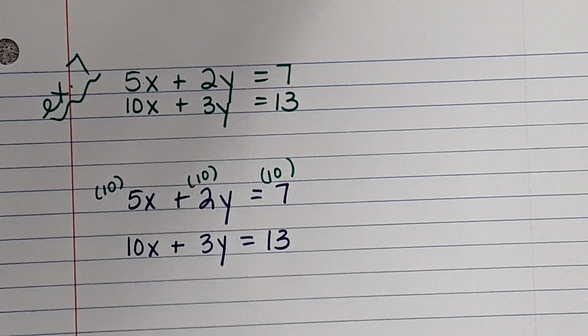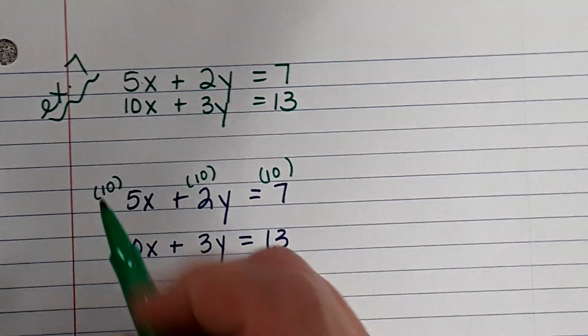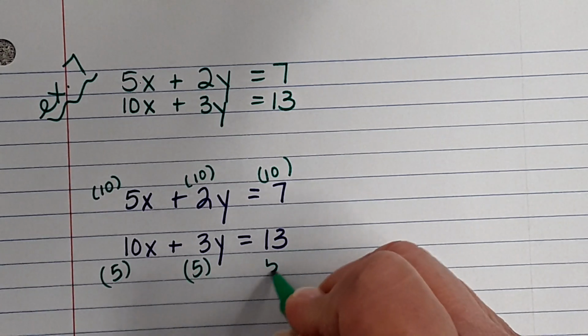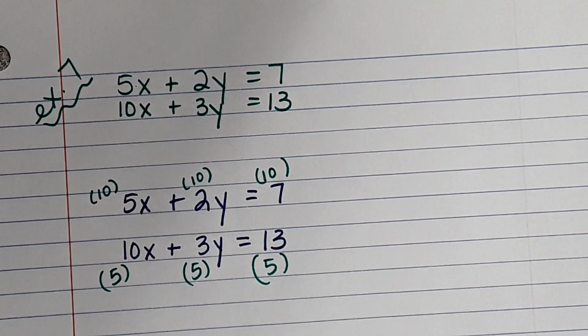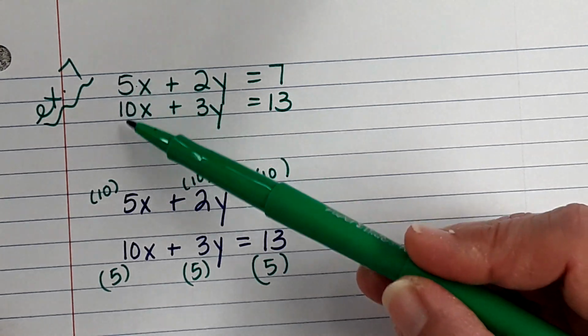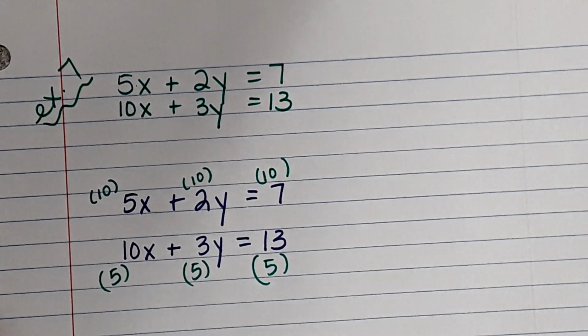Okay, you ready? What do you think I'm going to multiply the bottom equation by? So if the top equation was 5, I'm going to multiply the bottom equation by 5. Now let's talk about where do you think I got the 5 and the 10 from? Yep, I just switched the numbers. So now I'm going to have two new equations.